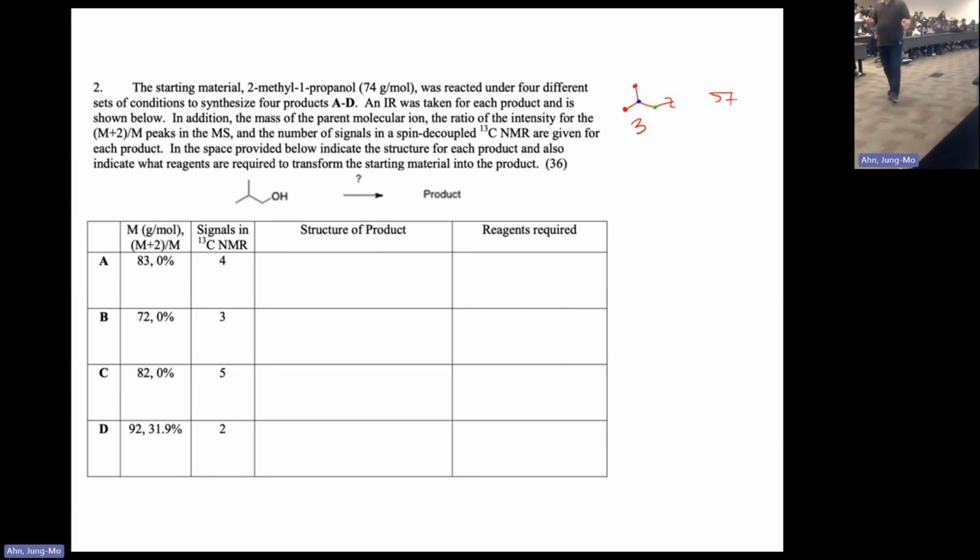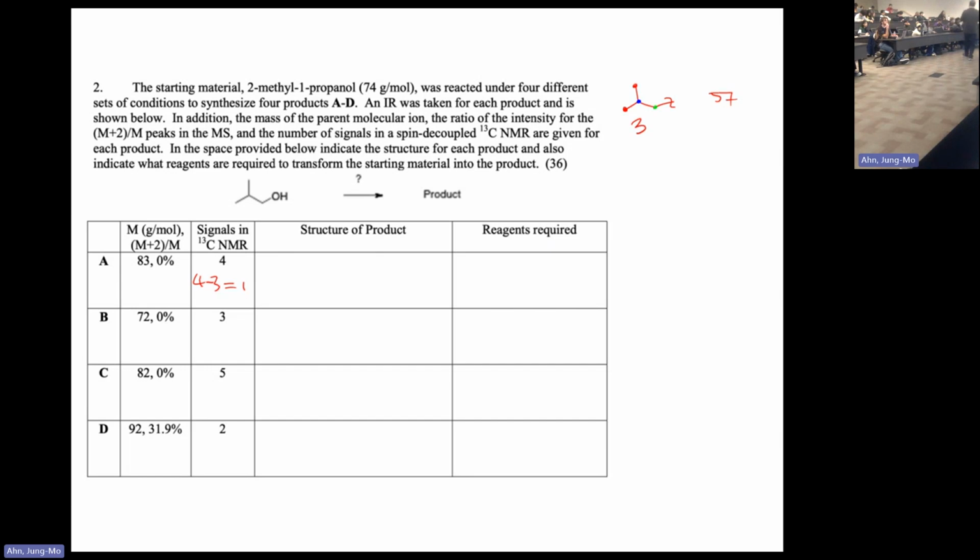So if nothing happened, you're just going to see the same 3 groups of carbon in the carbon spectrum. But if you look at A here, you have an increase in the number of carbons, right? It became 4. We started with 3, but it became 4. So definitely something happened. We probably added a carbon.